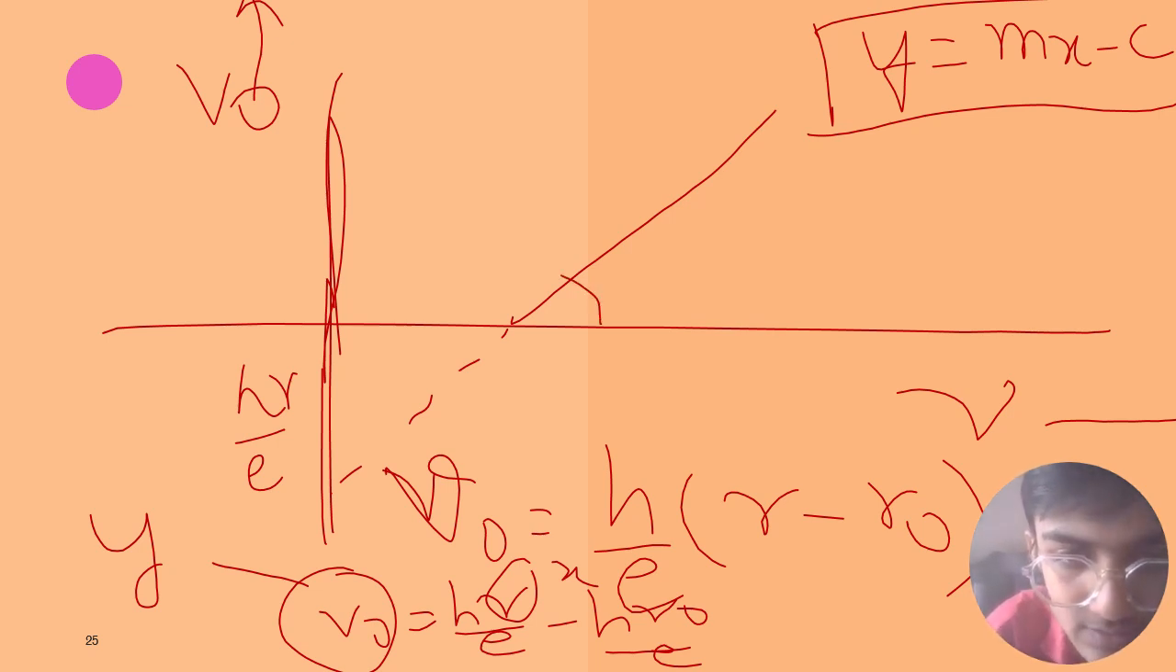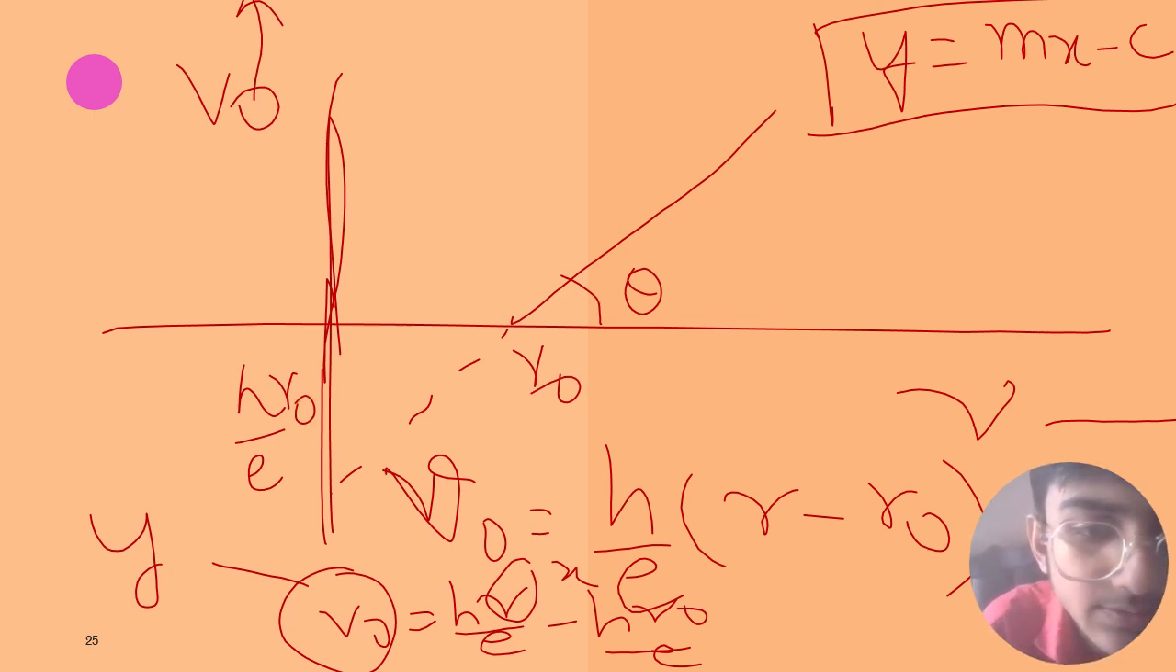Okay. This is your theta. This frequency is your nu naught frequency, which means this is the minimum frequency required for photoelectric emission. Till this point the maximum kinetic energy is 0, as V naught is 0, but then it gradually increases with a slope, this theta.